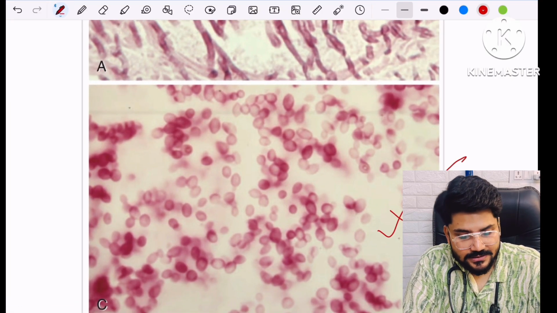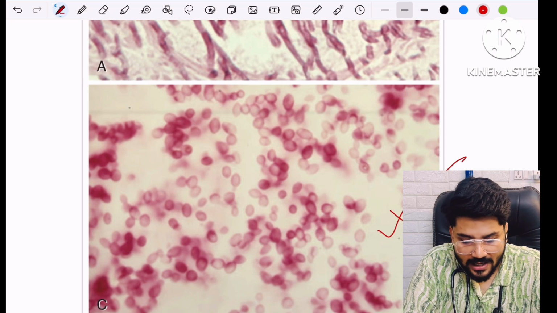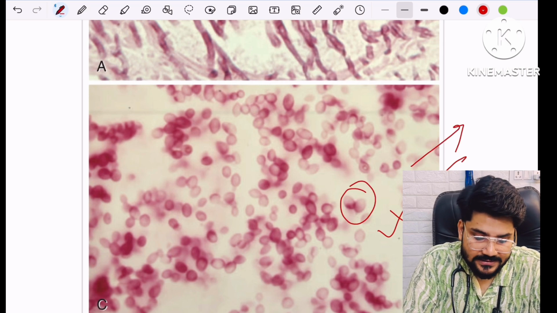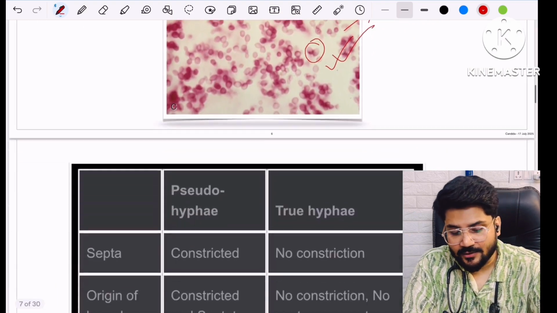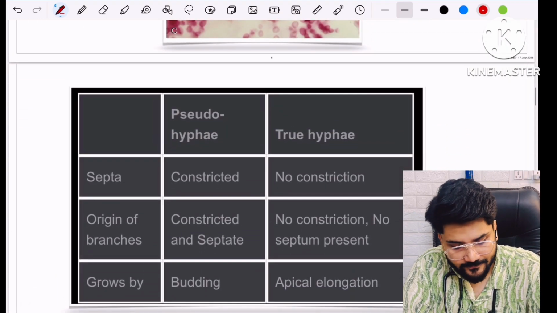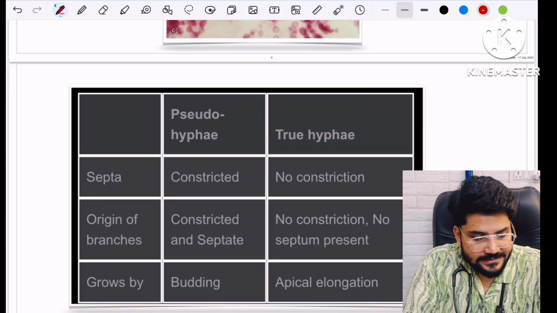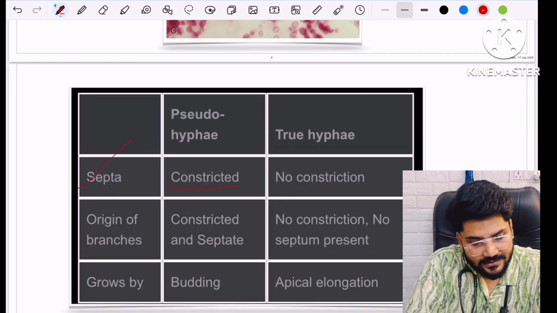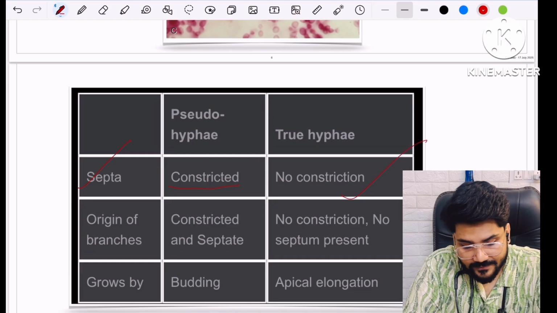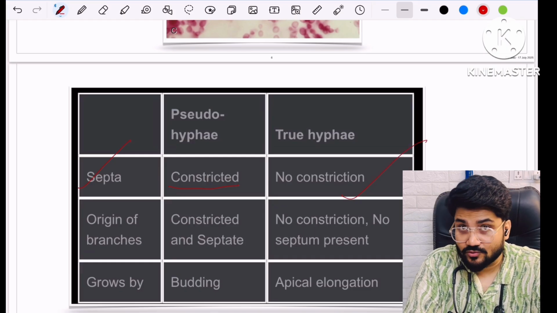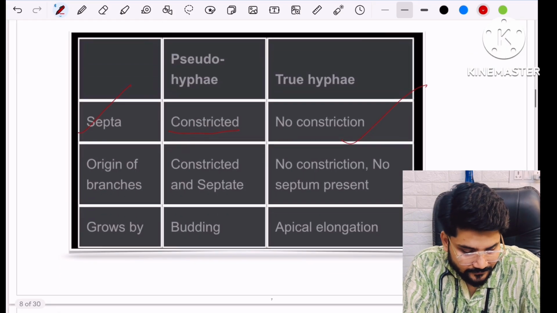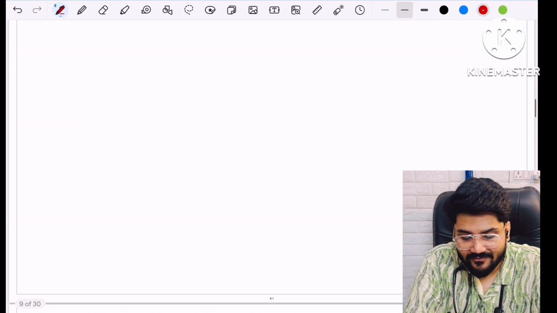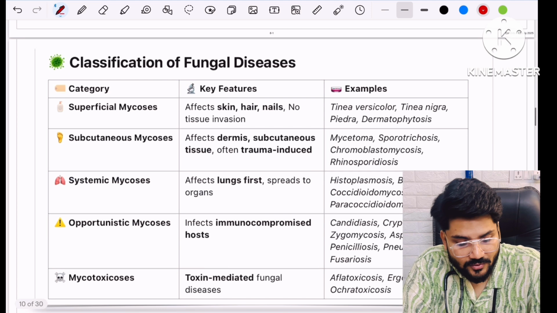Then look at these. These are budding yeast cells. No hyphae, no pseudohyphae, nothing. True yeast, only budding yeast cells. Mostly you will see this kind of picture in Cryptococcus neoformans. So this is the basic difference between pseudohyphae and true hyphae. In pseudohyphae there is constriction, in true hyphae there is no constriction, and the important thing is that true hyphae have apical elongation.